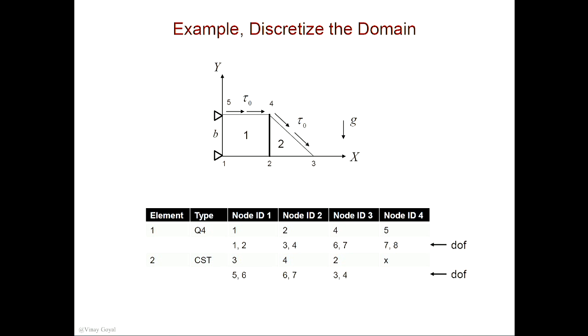For node 1, I have 2 degrees of freedom, so 1 and 2. For node 2, I have 3 and 4. For node 3, I have 5 and 6. Sorry, for node 4, I have 7 and 8. And these are the numbers you're going to use for connectivity, so how you're going to assemble everything together. Is that clear?